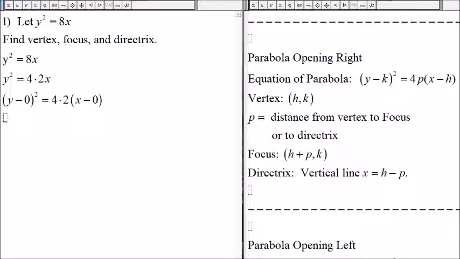And so from here, we can see that this is y minus k, so this is h and this is k. So (h, k) will be (0, 0). And then p is the number after the 4, so in this case, p is 2. And so the vertex is equal to (0, 0).